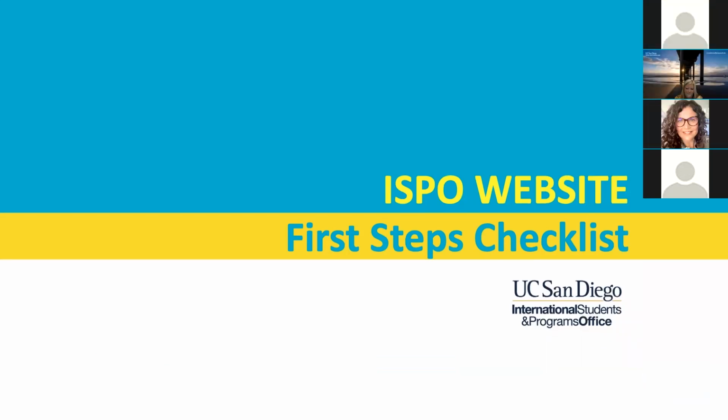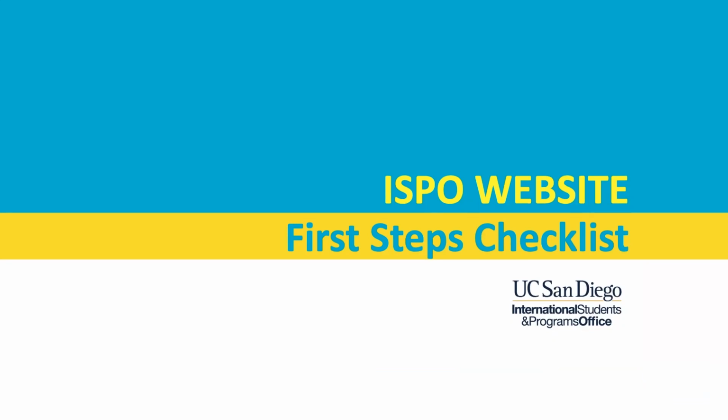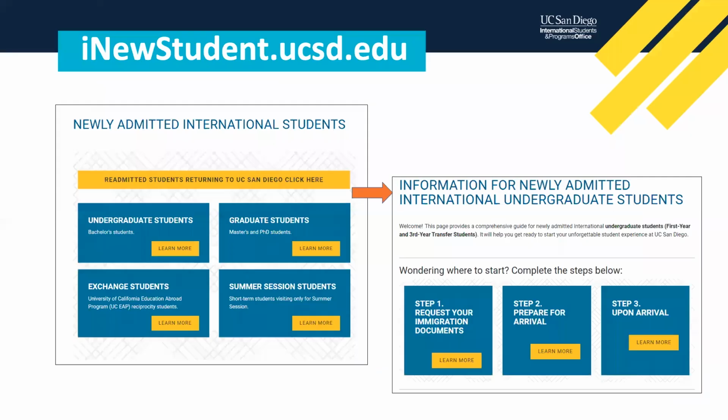Thank you, Grace. Just a reminder from ISPO that you are able to request your immigration documents now if you have already accepted your offer of admission. We began accepting applications on March 1st. Our advisors are busy processing I-20s and DS-2019s for students who are planning to enter the United States for this upcoming fall quarter. So please visit inewstudent.ucsd.edu for important information about how to request your documents and prepare for arrival. We do hope that you'll be able to enter the United States and begin your program of study in person.